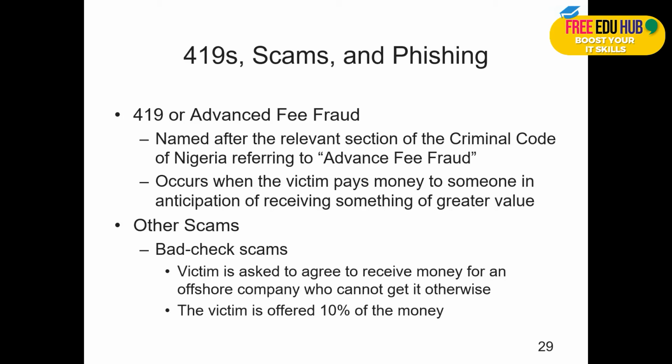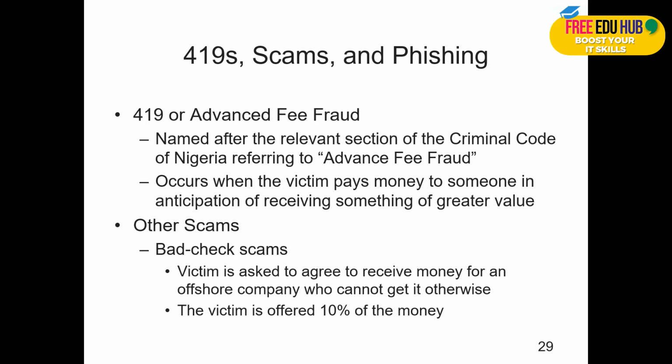Now, 419 scams and phishing are advanced fee fraud, named after the relevant section of the Criminal Code of Nigeria, referring to advanced fee fraud. It occurs when the victim pays money to someone in anticipation of receiving something of greater value. Lottery, for example. They'll say that you just won a lottery of $100,000, and in order to get the actual cash amount in your bank, please send us at least a draft of $10 at this address with your complete bank details and so on, so that we can process it.